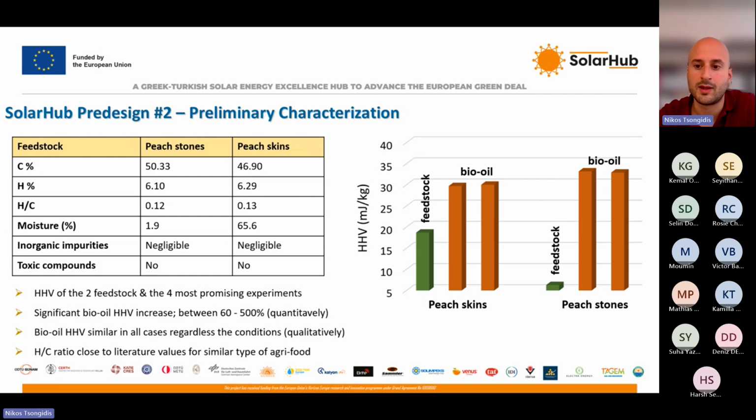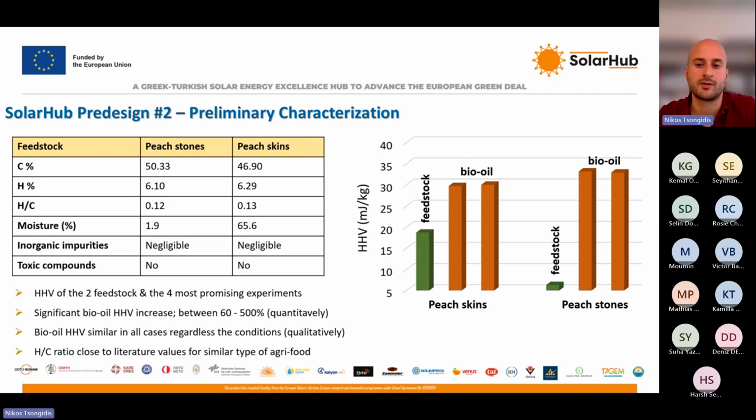So in the case of pit stones, we see that the raw material had a higher heating value of approximately 7 megajoules per kilogram, and this managed to reach up to 35 megajoules per kilogram. So this is a quite significant increase in the HHV of the pit stones. But again, the same applies to the pit skins, because we see that the HHV has increased by almost 60%.